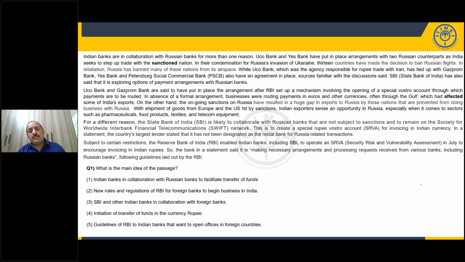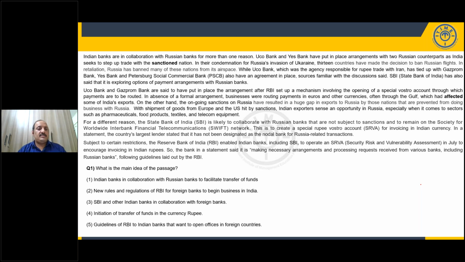On the other hand, ongoing sanctions on Russia resulted in a huge gap in exports to Russia by those nations that are prevented from doing business with Russia. So because there is a sanction against Russia, countries are not able to do business with them. So there is a huge gap in the exports, and this gap is what India is trying to fill.